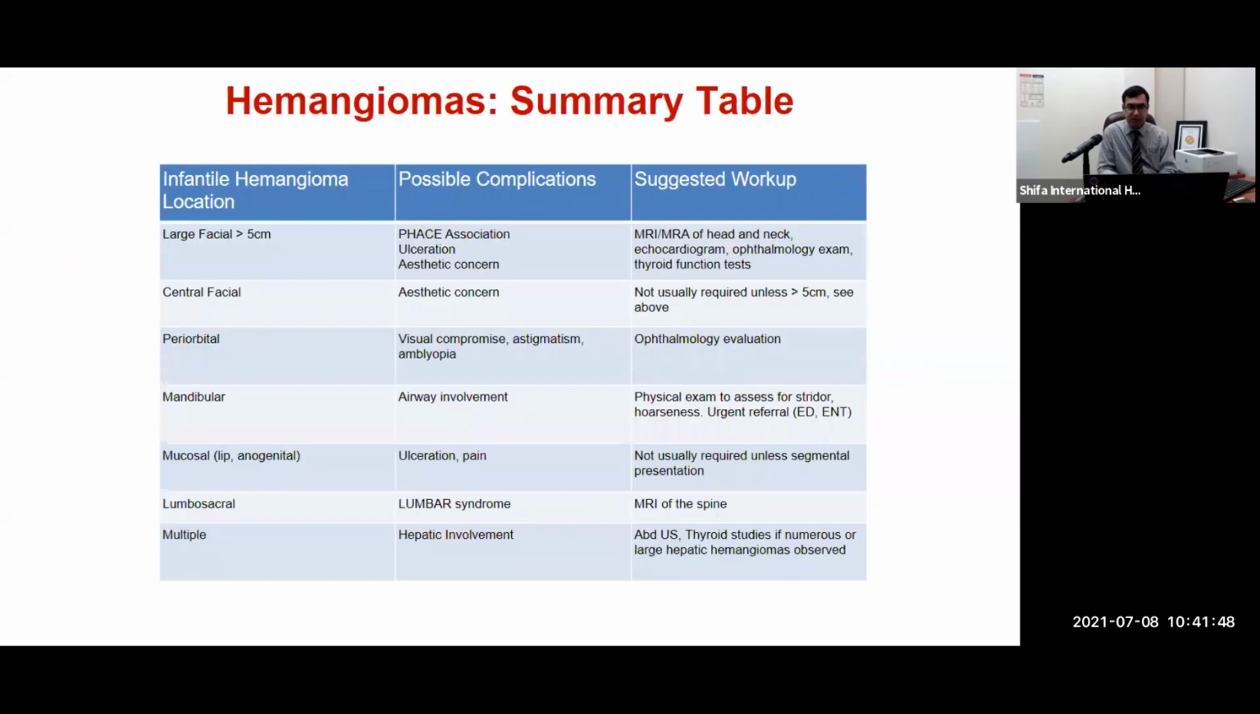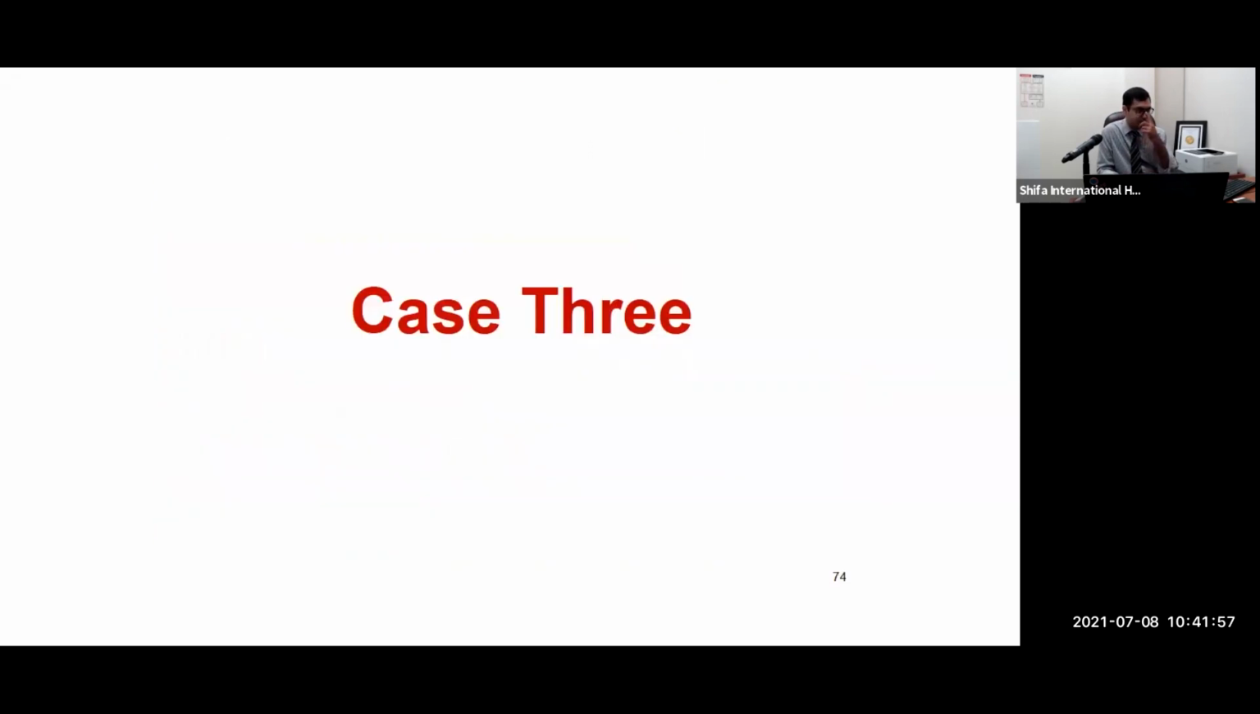These are the references. Let's summarize infantile hemangioma, possible complications and suggested workup. I think we are running quite late, so I will go a bit fast forward. We've got quite a few slides left. We have just come into the middle of the presentation, so you can see I have to speed up now.